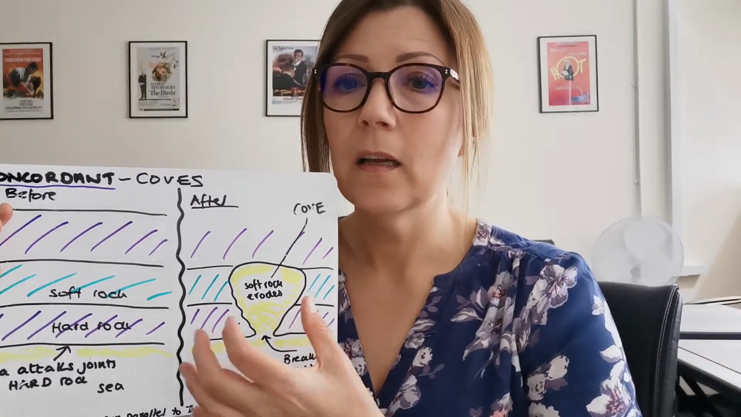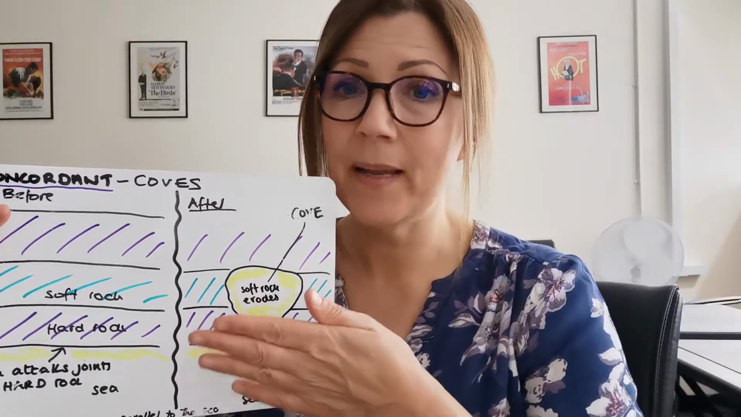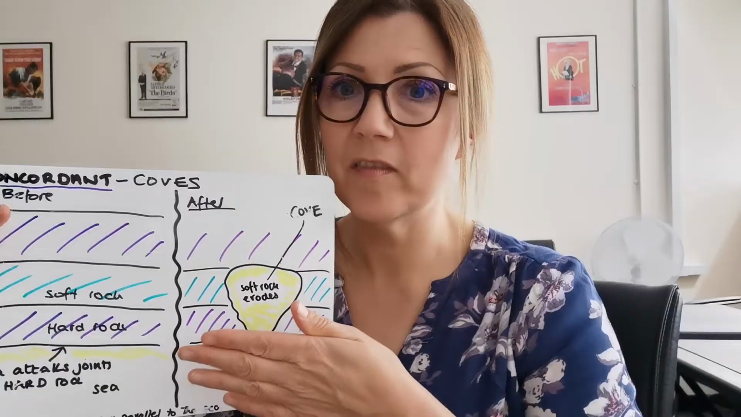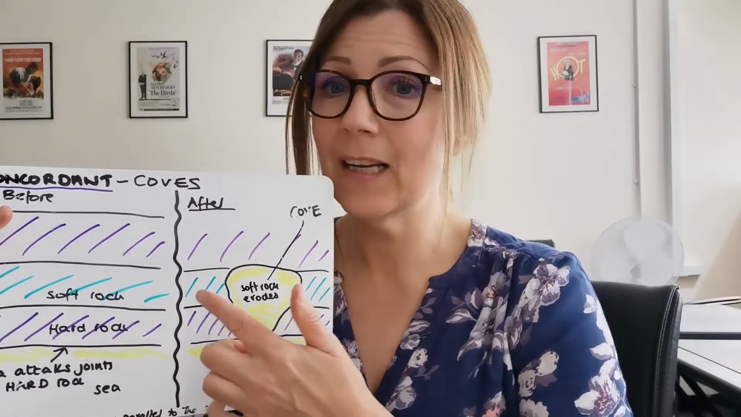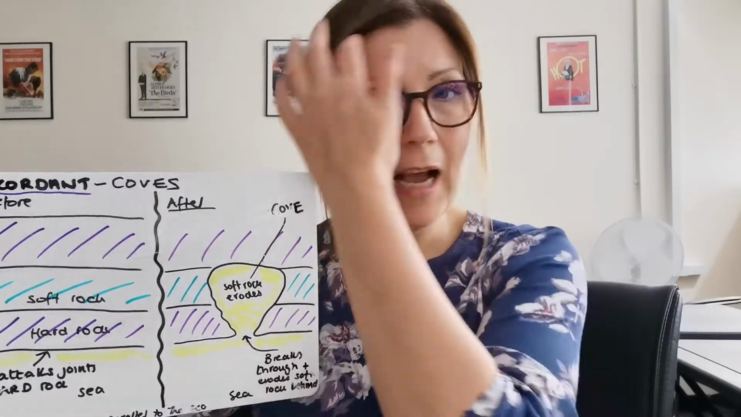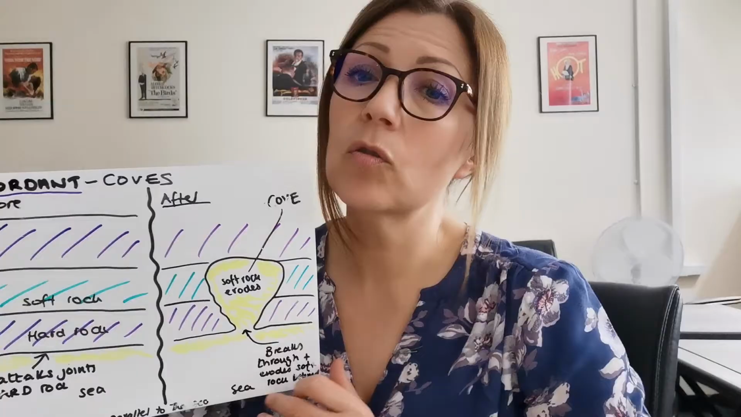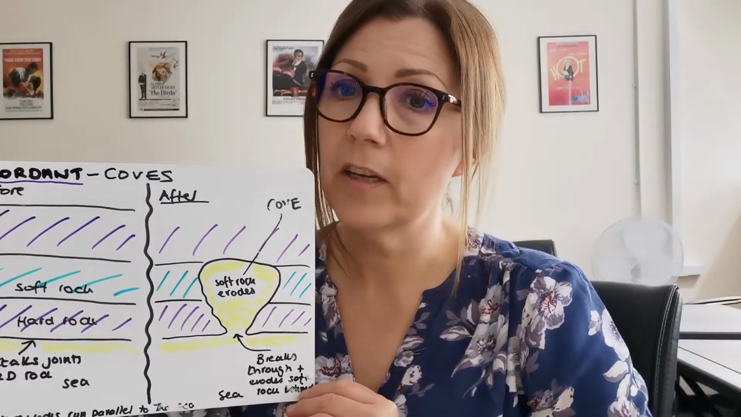Once it gets behind that first band of harder, more resistant rock, that form of defence, it will then find itself in a band of clay. Now that clay is very, very soft, so it'll erode quite rapidly once it gets in. The type of feature we get here is called a cove. So this is a cove feature.